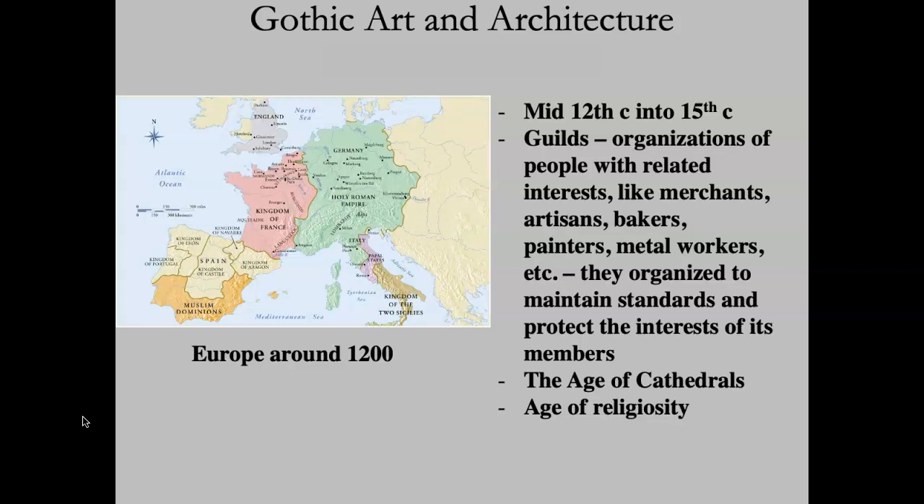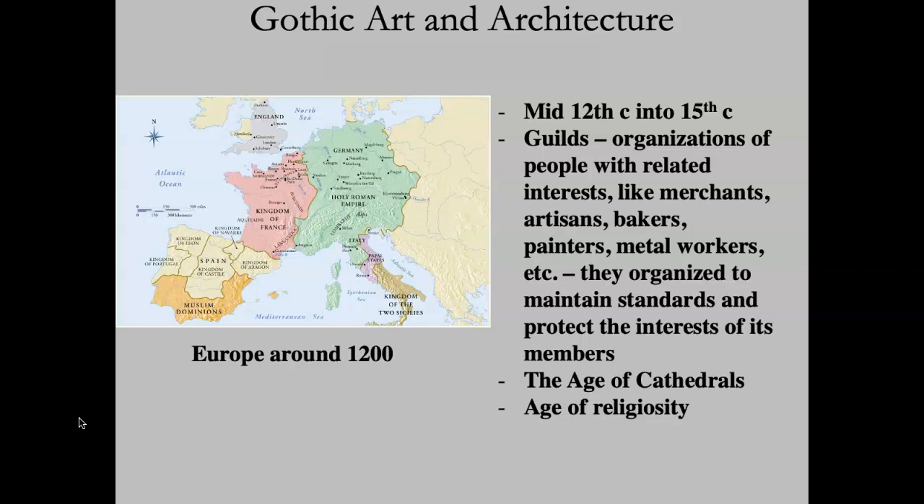Urban universities replaced more rural monasteries. In the 11th century, for example, we have the first university established in Bologna, Italy. The Gothic period witnesses the flowering of poetry, music, philosophy, and theology, and cities become the centers of artistic patronage. Guilds become very powerful entities during this time.